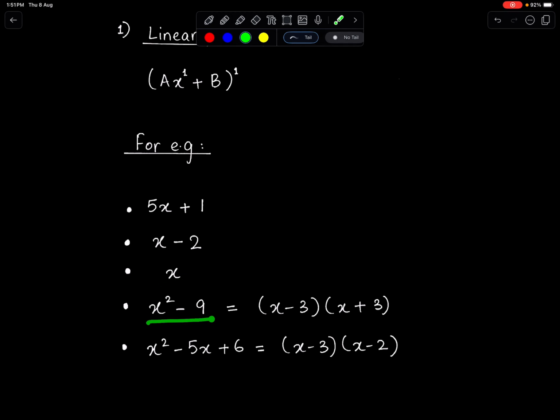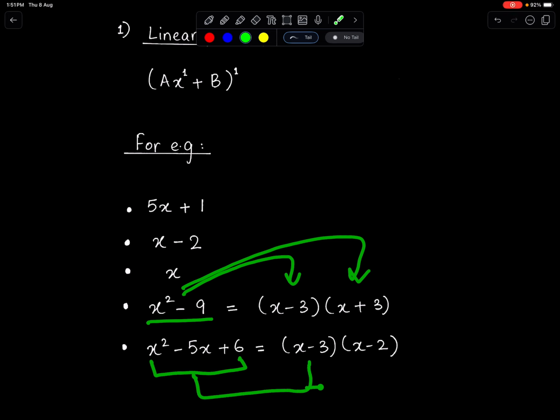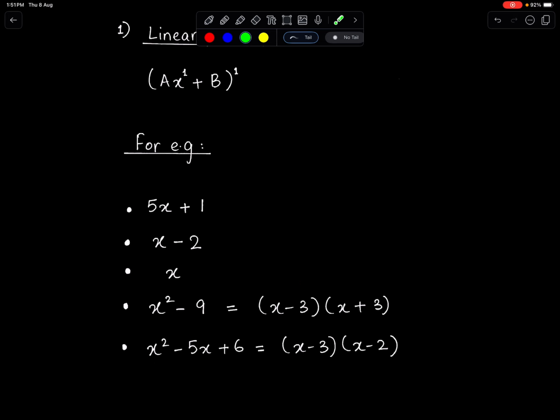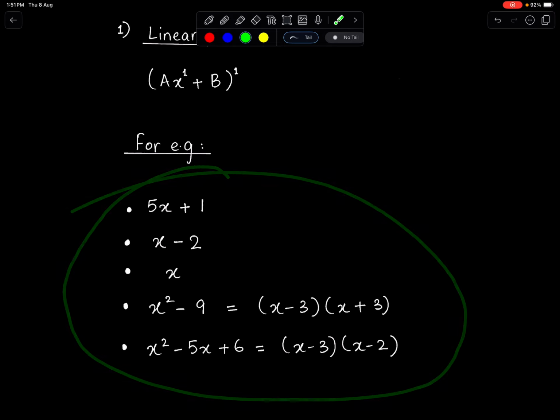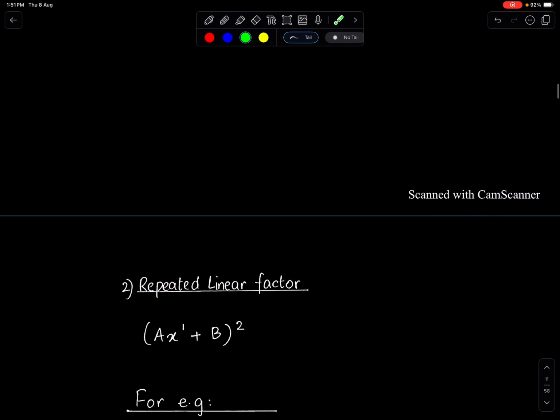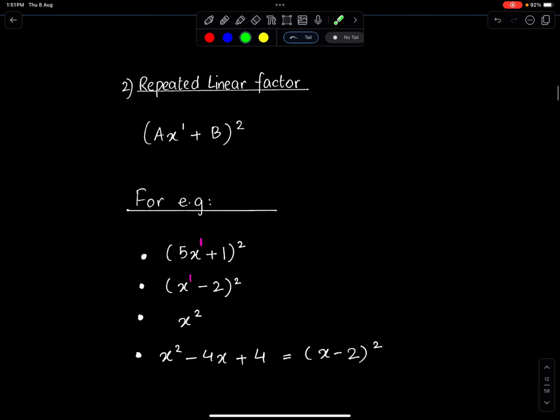x squared minus 9 can be factorized. So these are two linear factors. This can also be factorized, x minus 3 and x minus 2. So all these are examples of linear factors. Repeated linear factors. ax plus b, this is a linear factor.